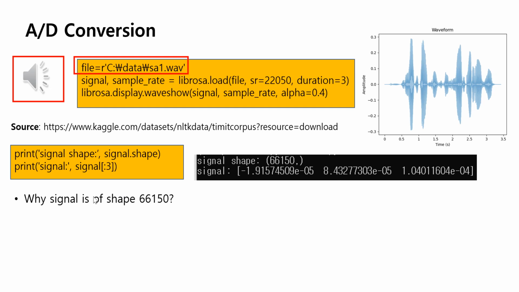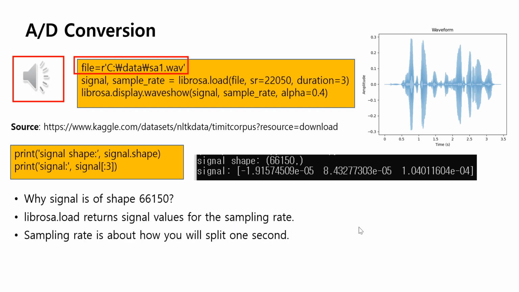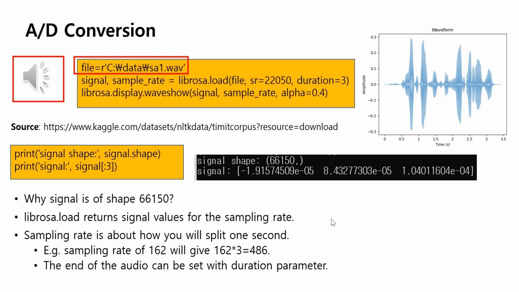And you may wonder why the signal is of shape 66,150. The librosa load returns signal values for the sampling rate, and the sampling rate is about how you split 1 second. For example, a sampling rate of 162 will give 162 times 3, which is 486, because the duration is 3 seconds. And the end of the audio can be set with the duration parameter. So let's do this together.